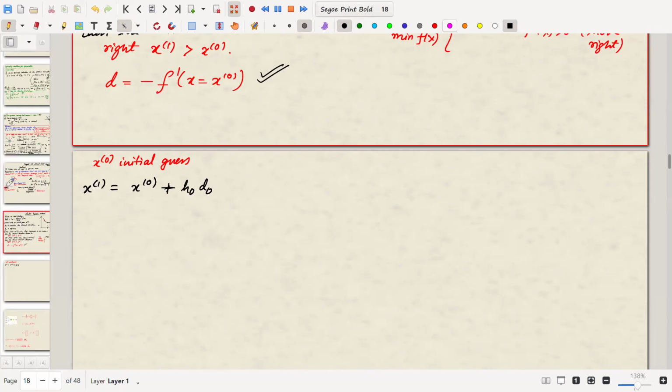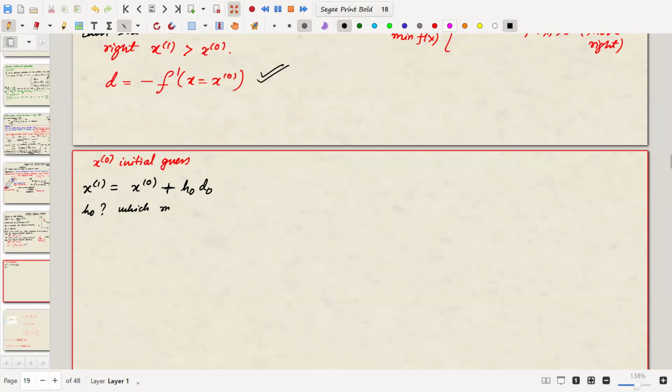Okay, so our job is to find which direction is true. The direction is true, but the step size is not yet fixed. We said h0, but we did not quantify the step size h0. How much should h0 be? That we did not calculate yet. So we want to calculate the step size h0, which minimizes f of x.